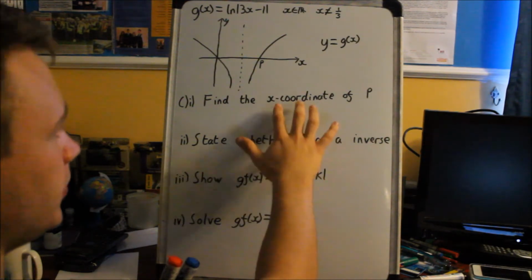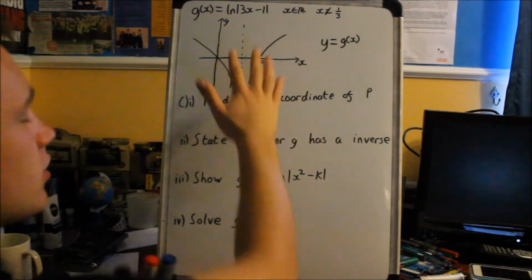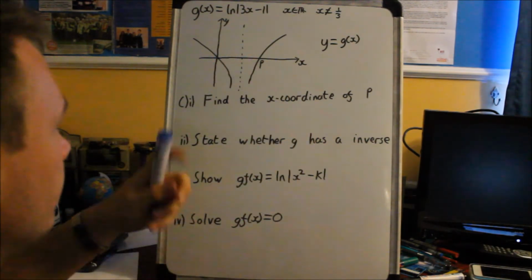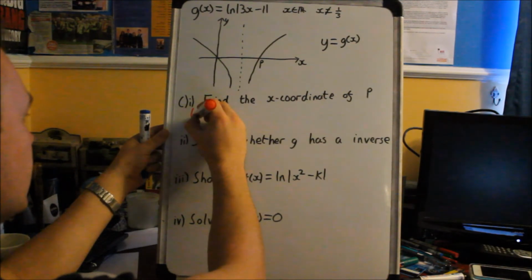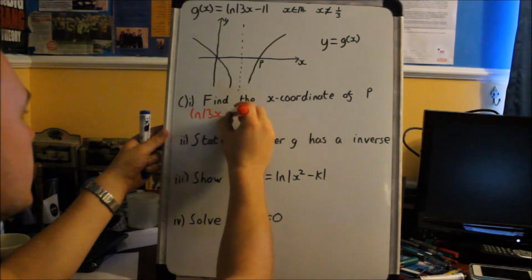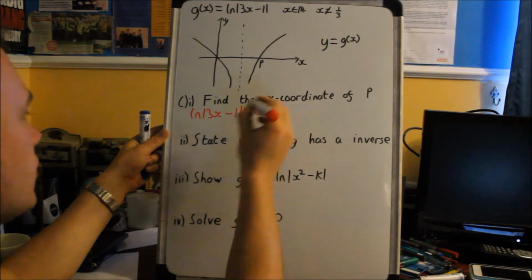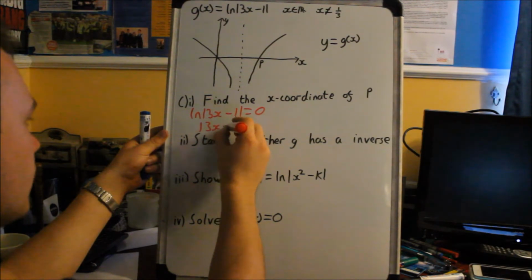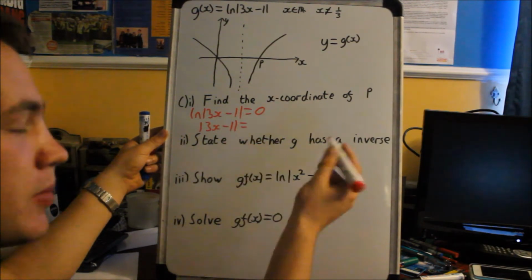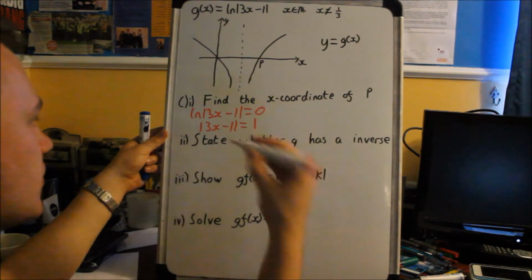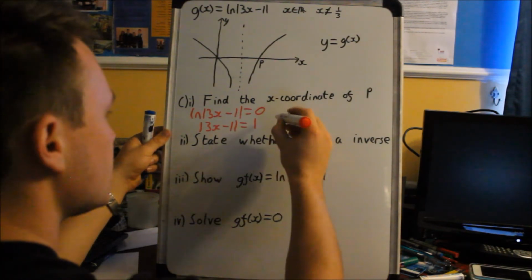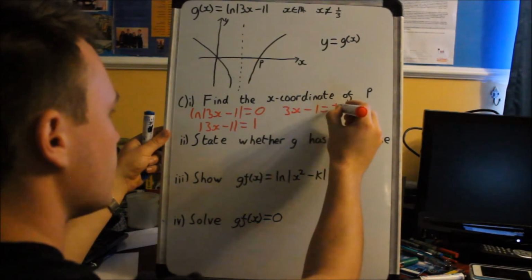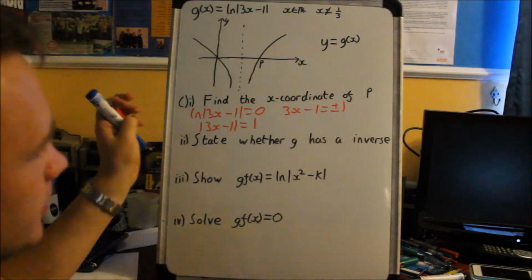So the x coordinate of P, this crosses the x-axis, as you can see, at 2 points, but both of these points are going to be when y equals 0. So what we're doing is we're setting natural log of mod 3x minus 1 equal to 0. So we exponentiate both sides. We get the modulus of 3x minus 1 equals e to the power of 0, and anything to the 0 is 1, so it's 1. To get rid of the modulus, we then have 3x minus 1 equals plus or minus 1. That's how we get rid of a modulus.